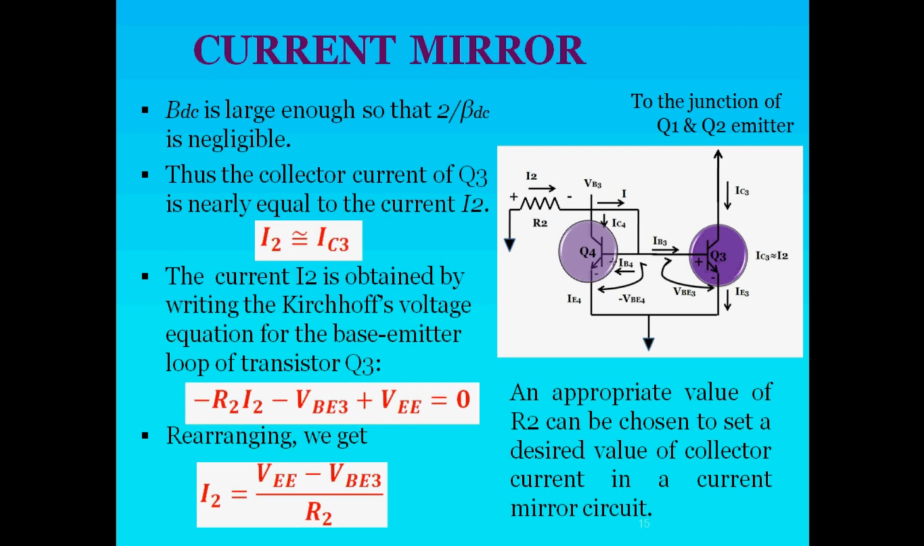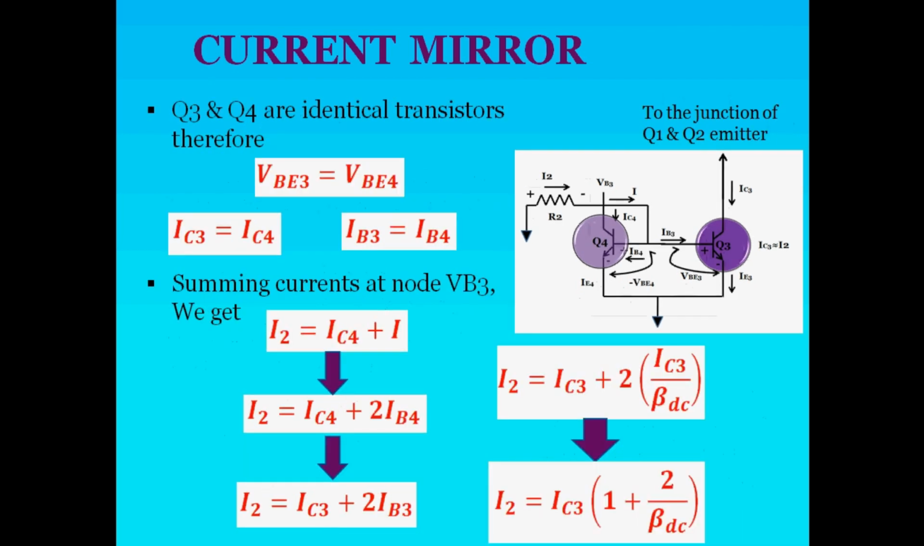Now we have to equate this current to the output current IC3. As we know, beta DC is large enough so that 2 by beta DC is negligible. Thus the collector current of Q3 is nearly equal to the current I2. As 2 by beta DC is negligible, what is remaining here? Only 1. So I2 is approximately equal to IC3.